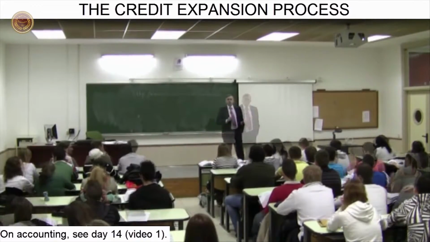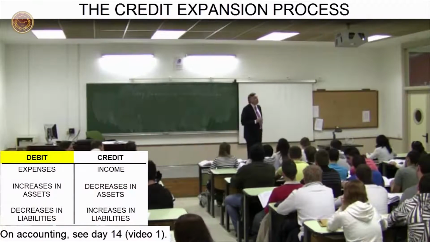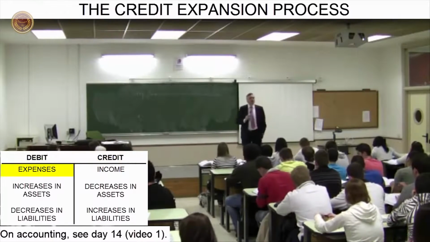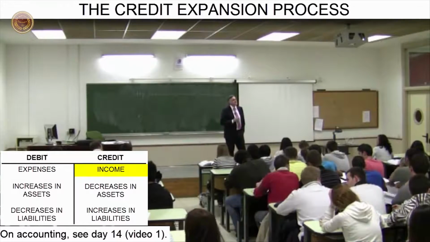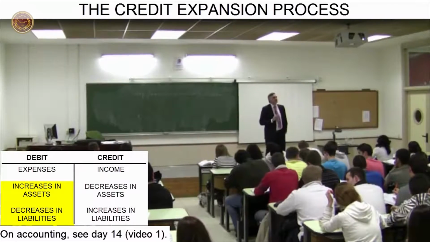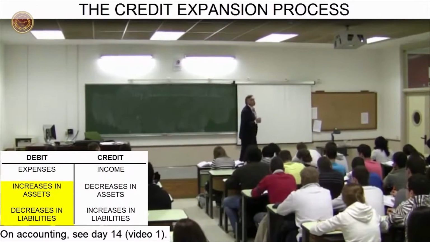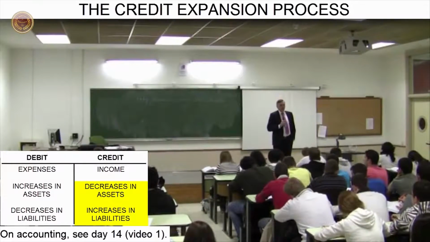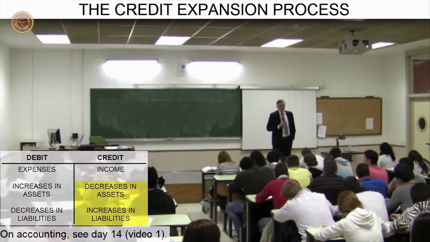In double-entry accounting, write this down, the left side of an account's entries is called the debit side, and the right side is called the credit side. On the debit side, we record expenses, and on the credit side, we record income. On the left, or debit side, we also record increases in assets, in other words, increases in asset accounts, or decreases in liability accounts. On the right side, the credit side, we do the opposite. We record decreases in assets and increases in liabilities.